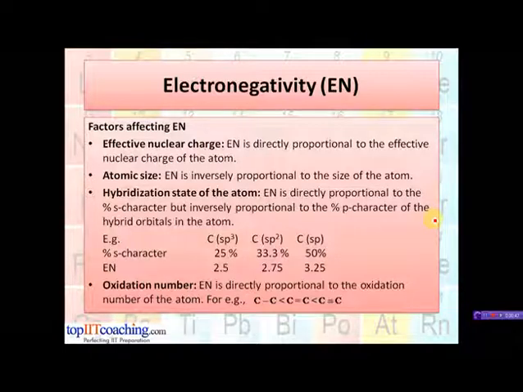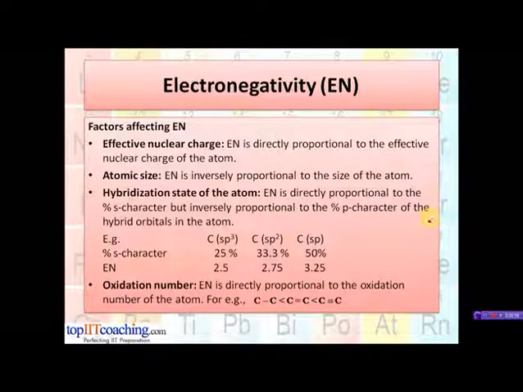The second important factor is atomic size. Electronegativity is inversely proportional to the size of the atom. Along with the increase in atomic size, the electrons move further away from the nucleus. Therefore, the attraction of the nucleus on the shared electrons also decreases, and thus electronegativity also decreases.